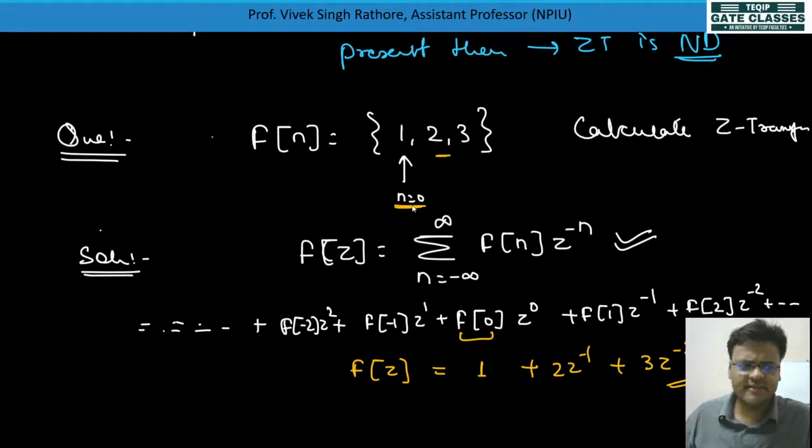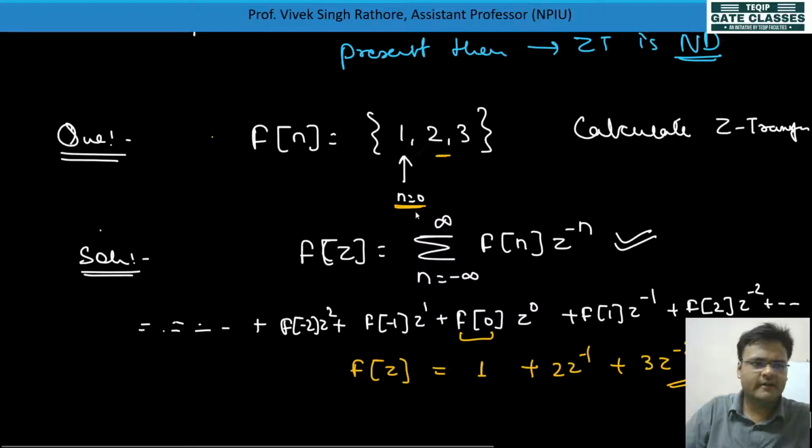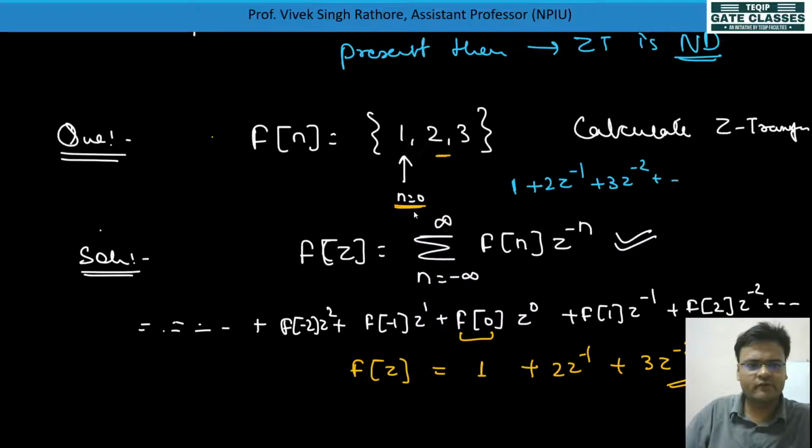Very easy to calculate. I told you this method, now I will tell you a shortcut. By seeing this type of signal, wherever n is equal to 0, you write the first value, 1, then 2 z to the power minus 1, 3 z to the power minus 2, and so on.